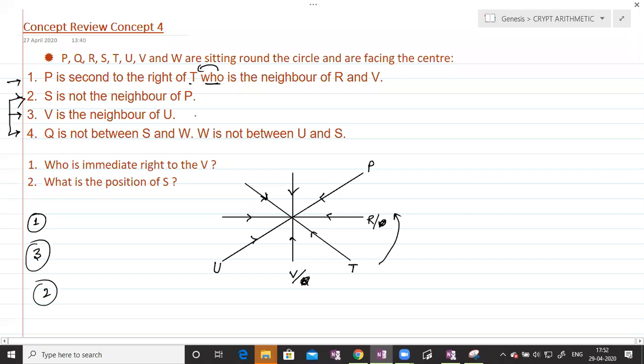S is not the neighbor of P. S should not be here, right? So S can be here, can be here, right? Two positions of S are there. S can be here or can be here, right? Two positions. Now look at the fourth statement.